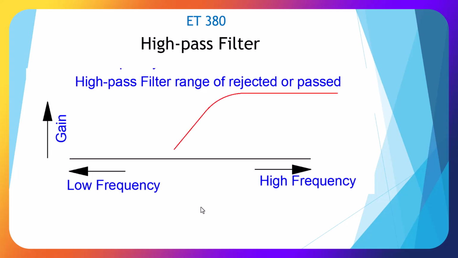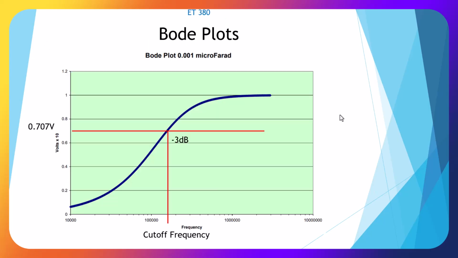Here's a typical response curve for a high-pass filter, where we pass high frequencies and block low frequencies. And here this is gain and this is frequency. Here I'm showing a Bode plot, and Bode plotters plot amplitude versus frequency, at least this one does.